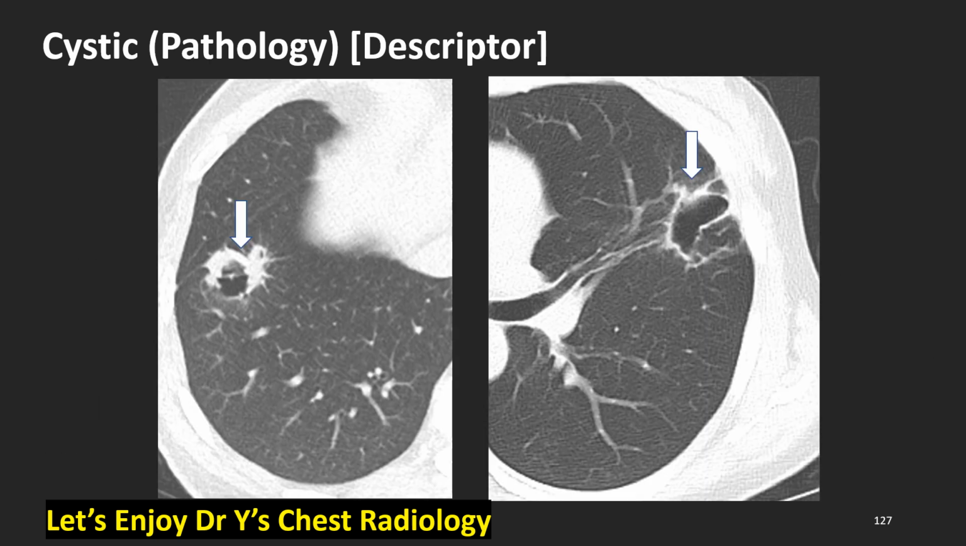Cystic pathology descriptor. Both arrows indicate cystic lung cancer. Both lesions are from squamous cell carcinoma of the lung.